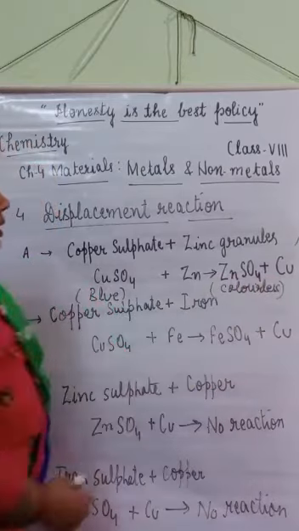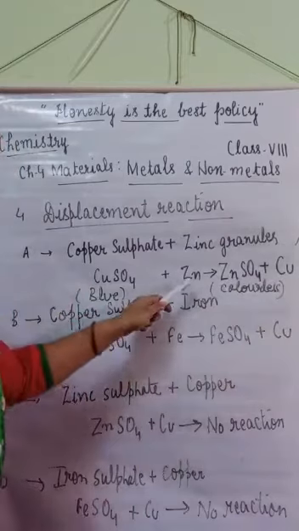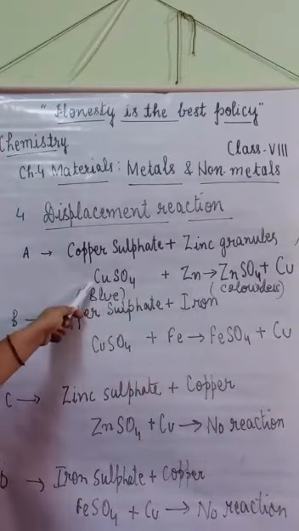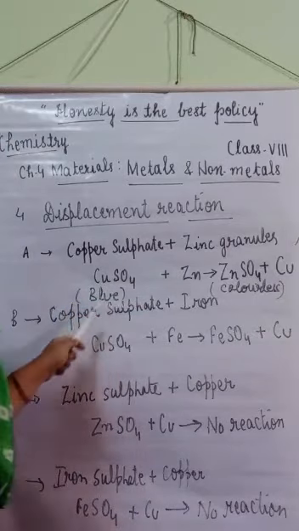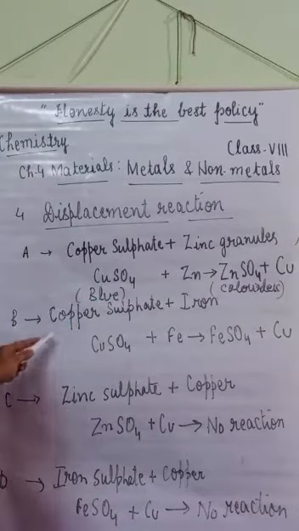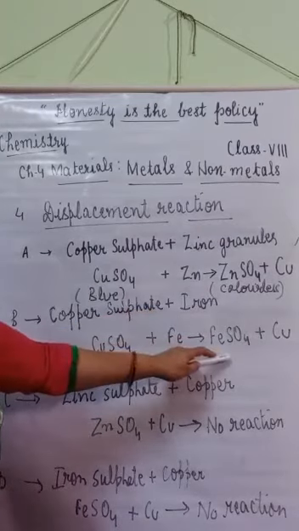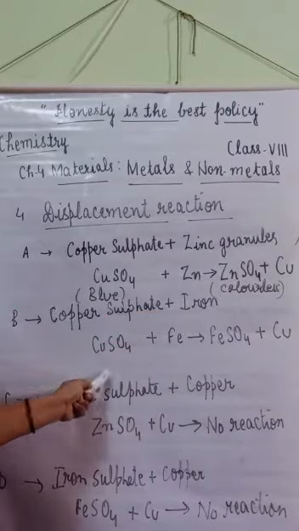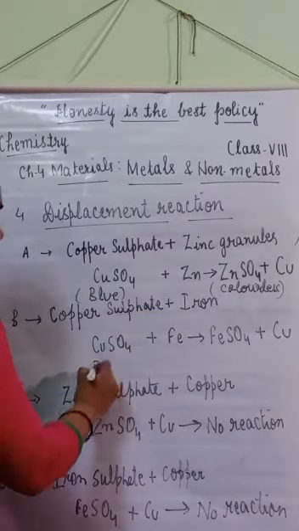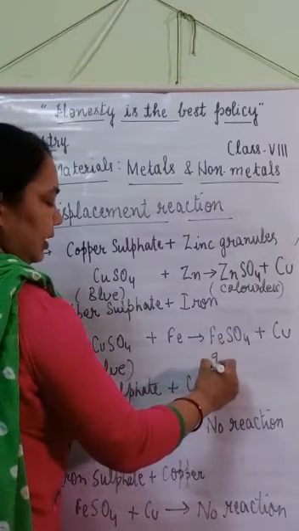It displaces copper because zinc is more reactive than copper, so it displaces copper from copper sulfate solution. When copper sulfate reacts with iron, it also forms iron sulfate and displaces copper from copper sulfate solution. Copper sulfate solution is blue in color and iron sulfate is green in color.